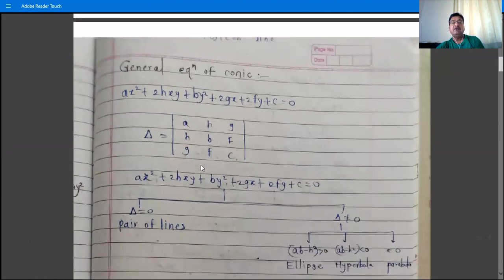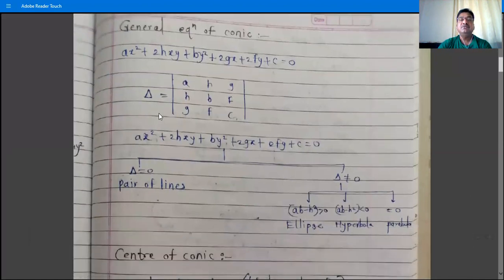That depends on the value of delta and ab − h². So first check whether delta is equal to 0 or not. What is delta? Delta is this determinant: a h g, h b f, and g f c. And for the purpose of remembering this determinant, what is its long form? A handsome girl having beautiful face, giving fine company. This is just fun, in order to remember this determinant. That is, delta is the determinant with rows a h g, h b f and g f c. So this is the value of delta.